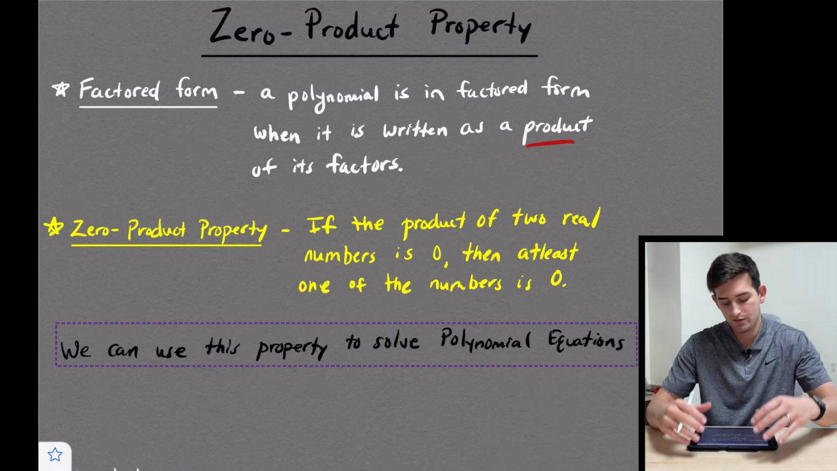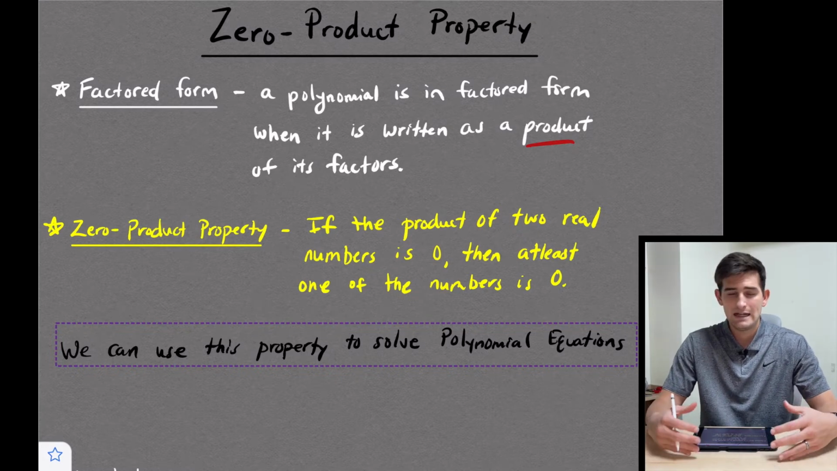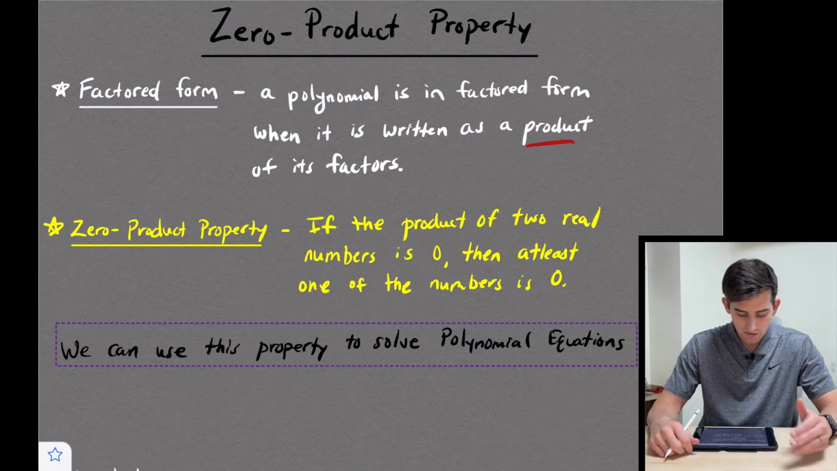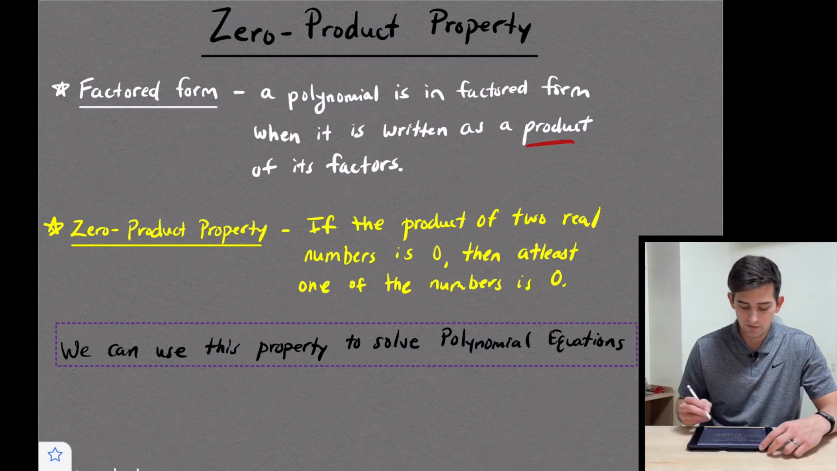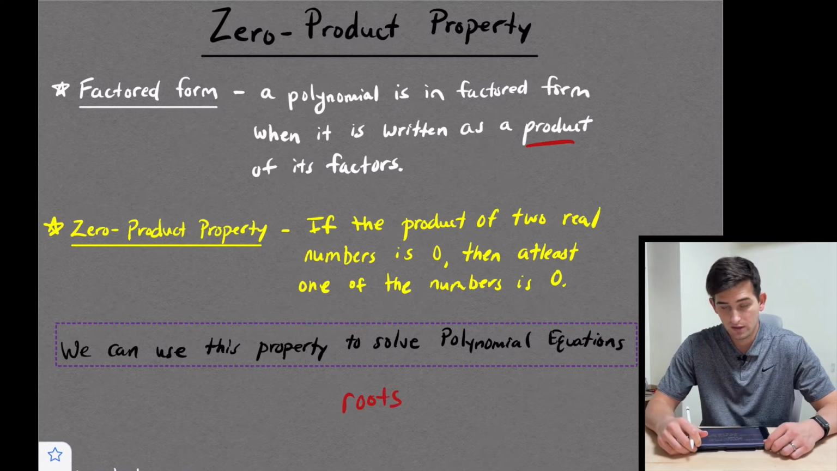In order for us to solve polynomial equations, we want to get the equation in factored form and set it equal to zero so that we can use this zero product property. We can use this to solve polynomial equations, and once we do that, the solutions are known as the roots of the polynomial equation.